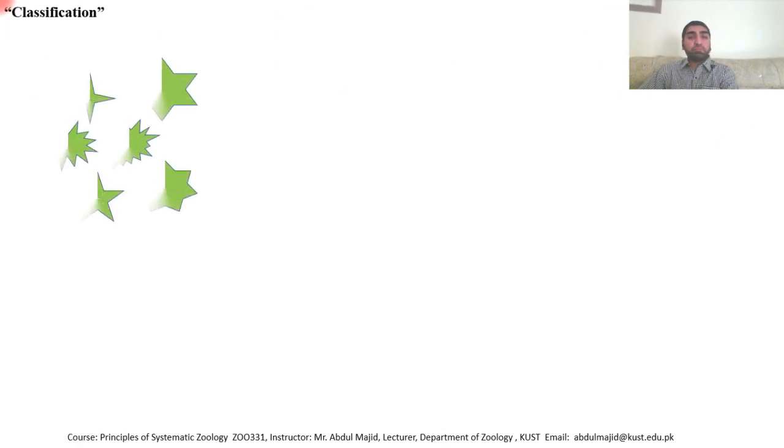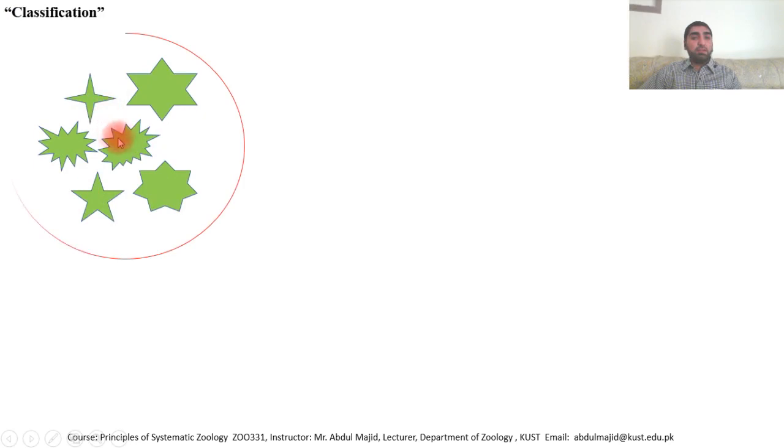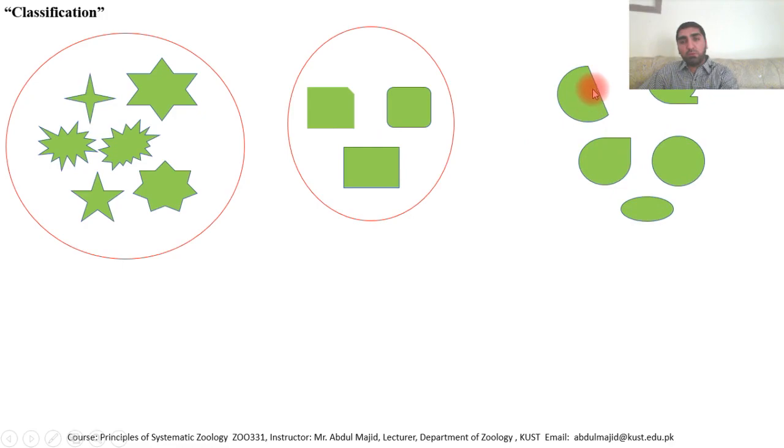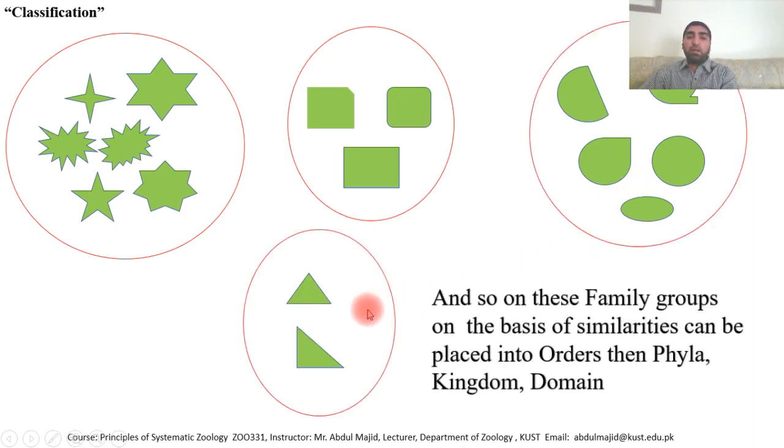Now, look at these. They are all different from each other, although they're different. But basically, if you look at them, they are all star shapes, all of them. So we place them in a very big group, and then these rectangular shapes are placed in another group because they are very different from the others, and everyone which has a bit spherical or circular shape was placed in another group, and the triangular are in another group. So now the number from 16 reduced to 7 and then into 4.